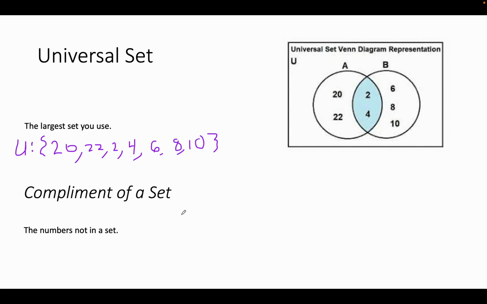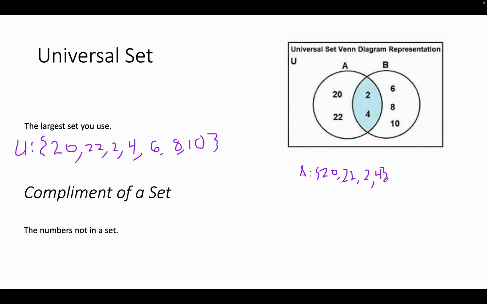What is the complement of a set? So if I said that set A is right here, it is 20, 22, 24, 2, and 4. First, to see this, let me tell you what A is. A is 20, 22, 2, and 4. Now remember, the complement is the numbers that are not in a set.